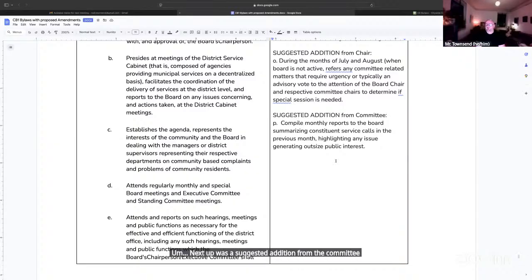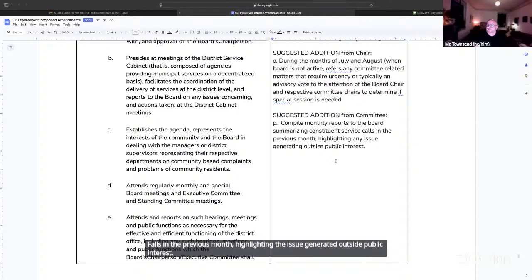This actually came from one of our first meetings, and that's letter P. Compile monthly reports to the board summarizing constituent service calls in the previous month, highlighting any issue generating outsized public interest.